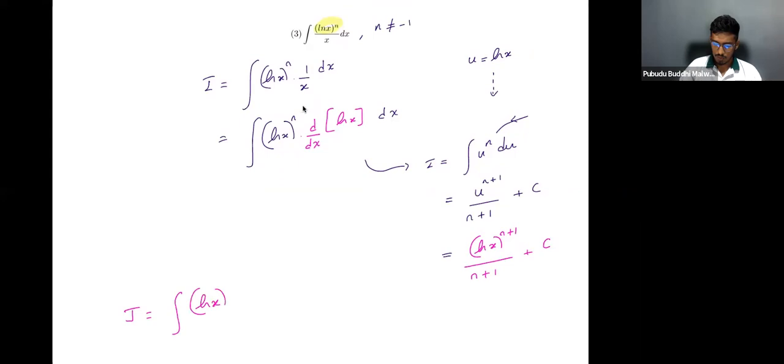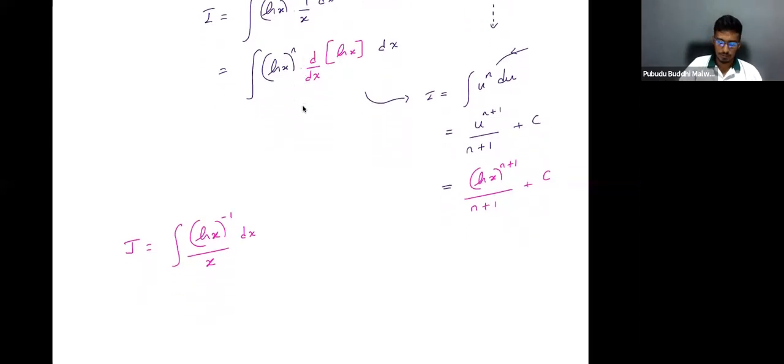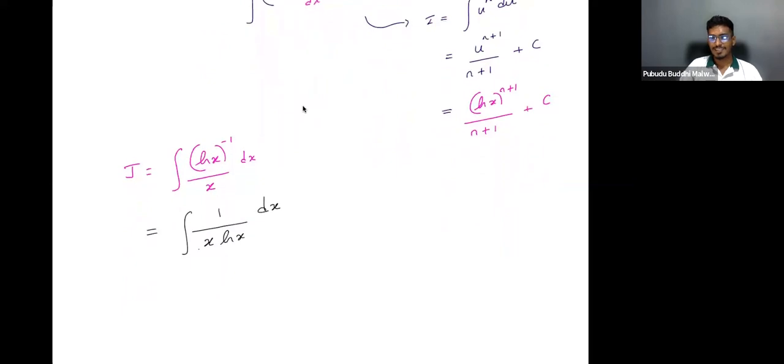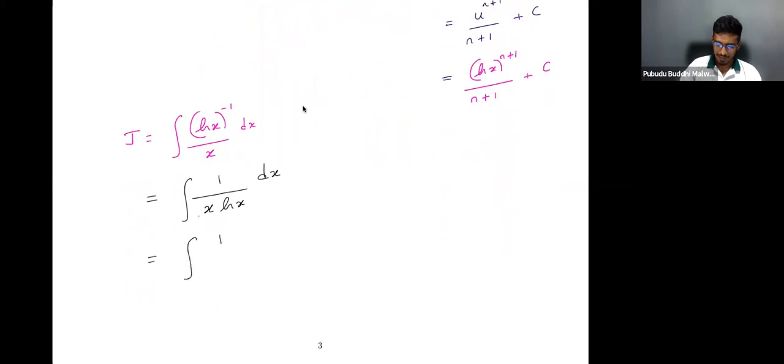So when n equals to minus 1, that is natural log of x to the power of -1 over x. I can move natural log of x to the denominator to make that exponent positive. 1 over x natural log of x dx. I think once again, the same idea, we can apply that idea. 1 over natural log of x, 1 over x dx. This part, this is the key here actually. 1 over x. That's the derivative of the inner function.